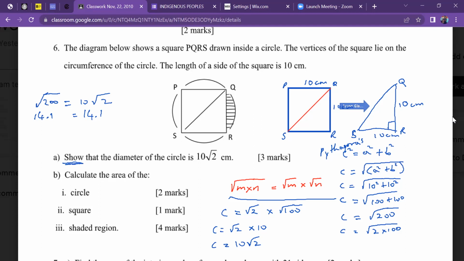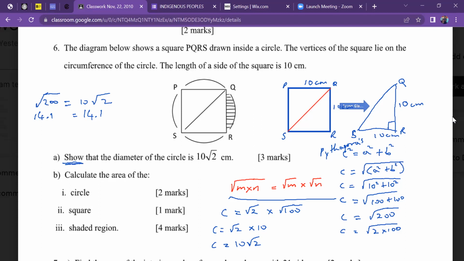So from there, we can also calculate the area of the circle because we know the diameter. Should I continue there, or are you good up to there? Everybody's good up to there?